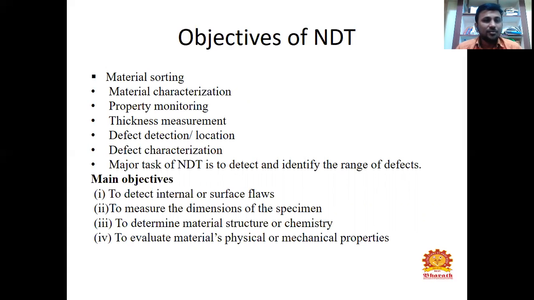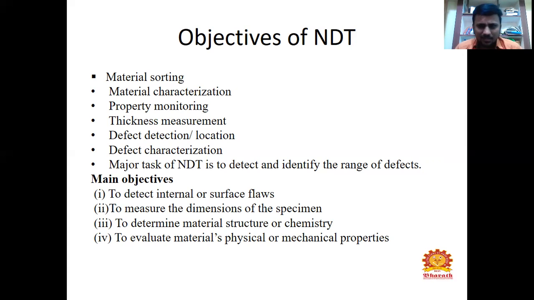The fifth one is defect detection or location. So we can find out defect detection or location. Not only the location, we can also find out the defect characterization: how deep it is, what the types of defect are. That also we can find out using NDT. The major task of NDT is to detect defects and identify the range of defects. That is the major objective of NDT.